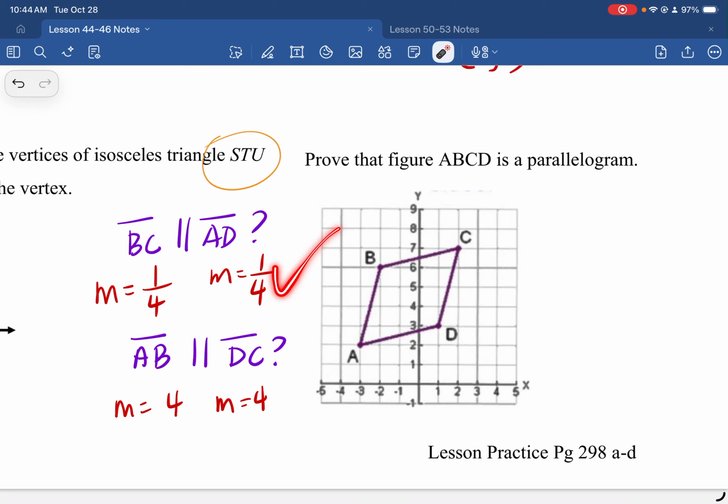So yes, this is a parallelogram. And on your homework sheet, you'll just say C work, and I will look for this.